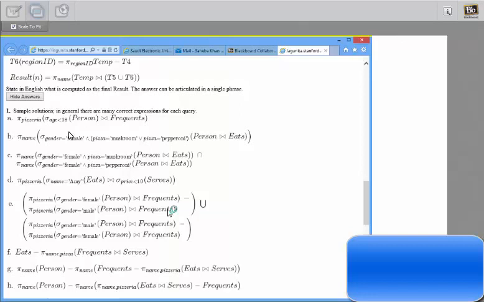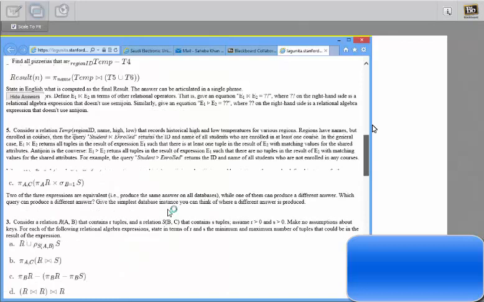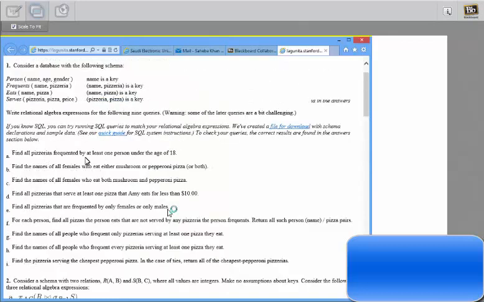See, Mesa, the first question is that what we have to do, we have to find out, let me go back to the question, and find all pizzerias frequented by at least one person under the age of 18. That means here, what we are going to find, person who is visiting that Pizza Hut, okay? For example, Pizza Hut or shops, you can say.